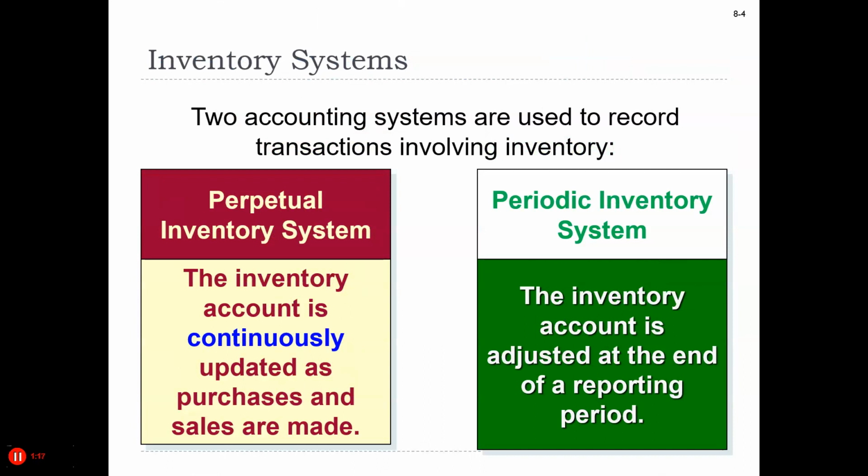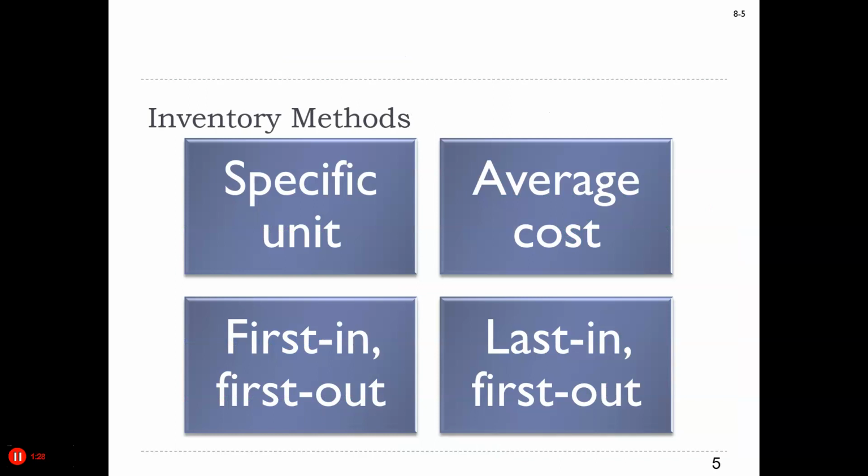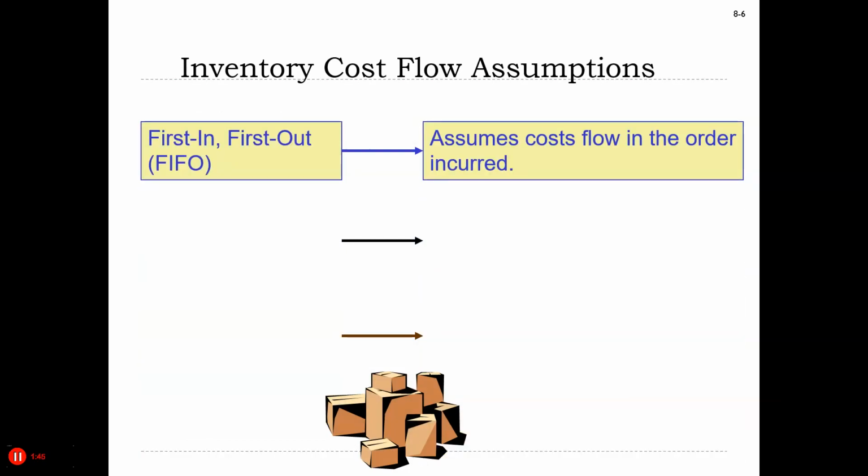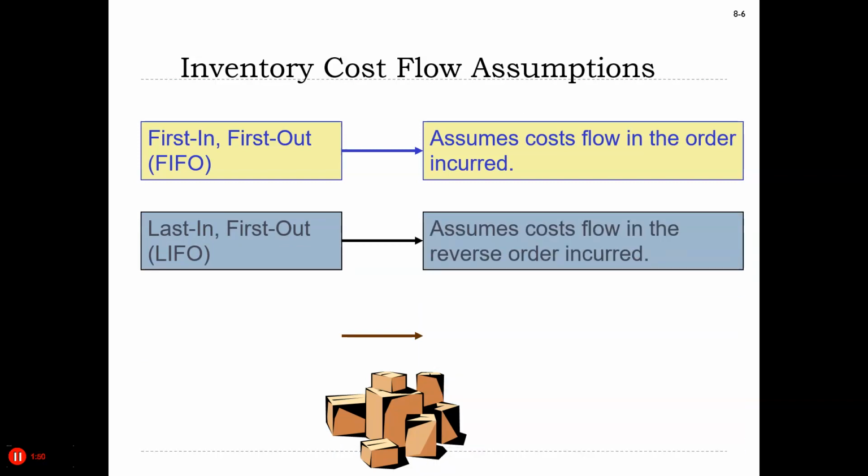Now we have two accounting systems. Our focus is perpetual, which means the inventory account is continually updated as purchases and sales are made. Now we're going to look at 4 different inventory methods for transferring costs out of inventory to cost of goods sold. We have specific, first in, first out, FIFO, LIFO, and weighted average. So FIFO assumes costs flow in the order incurred. LIFO assumes costs flow in the reverse order, and weighted average assumes cost flow at an average of the cost available.